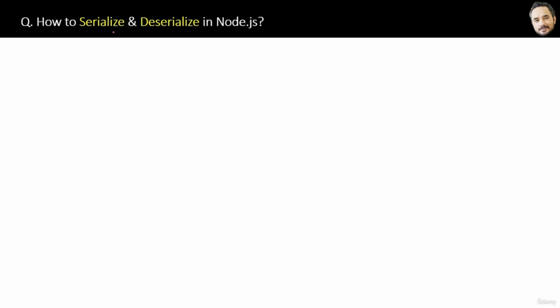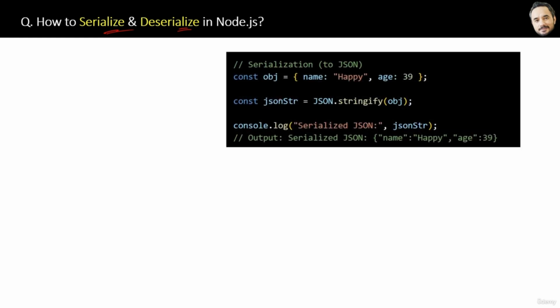How to serialize and deserialize in Node.js? So let's quickly see the code. Here we have one object, and then we pass that object as an argument inside this JSON.stringify method. So this method as a result will return the converted JSON string, which you can see in the output here. And yes, now you know the answer. Serialize a JavaScript object into JSON format using the JSON.stringify method.